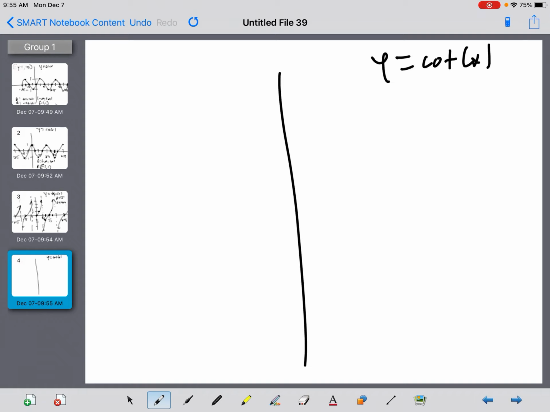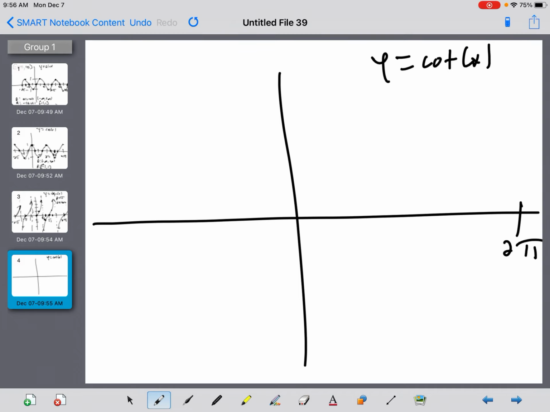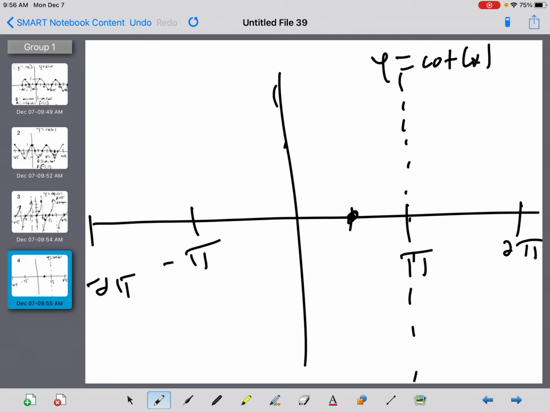Okay, what happens with y equals cotangent x? Okay, now cotangent's the reciprocal of tangent. So it's undefined at 0. So if this is 2 pi right here, and this is pi, and we'll go negative pi, negative 2 pi. All right, the cotangent of pi over 2 is 0. At 0 and pi, you have asymptotes. Cotangent of pi over 4 is 1. The cotangent of 3 pi over 4 right here is negative 1. So this thing goes like this and like this.